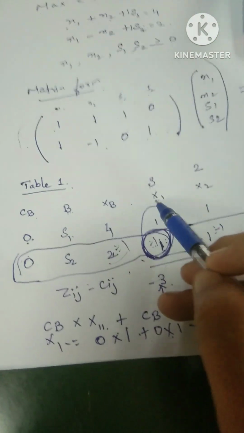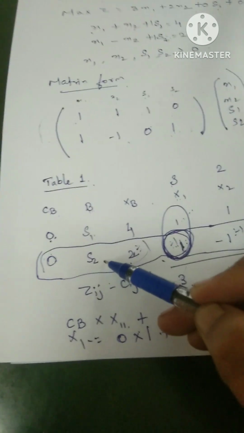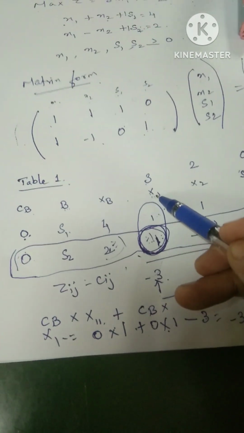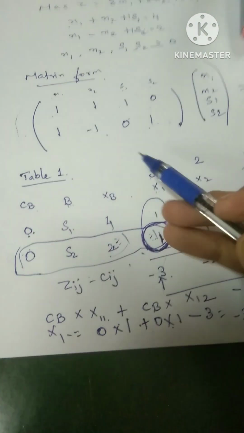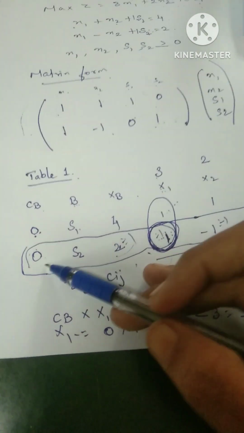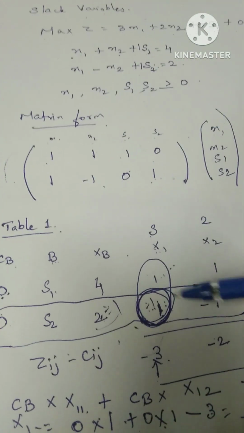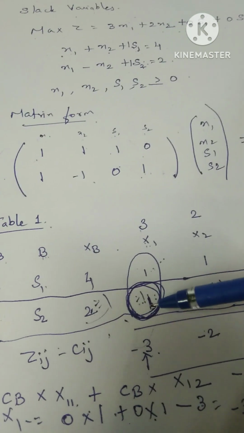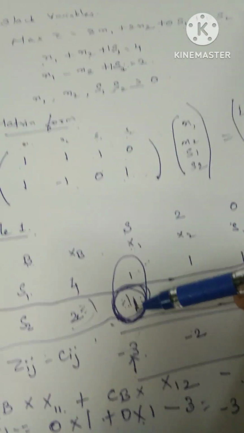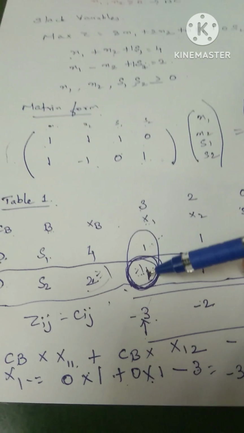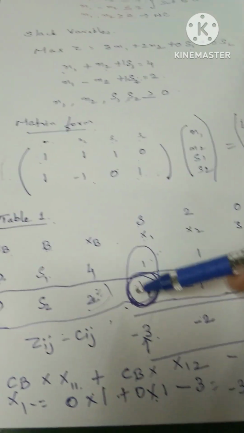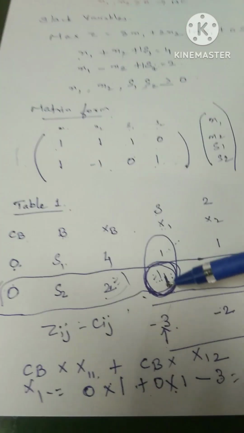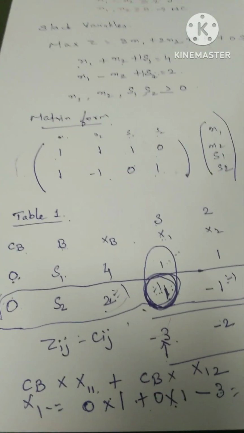So then the value of S2 in the new table should be changed as x1, and at the same time the CB value, which is the objective value, for x1 we have 3. That should be mentioned. And at the same time we know that the intersect value should be converted into 1. That is, for example, if we have 4, that should be divided with the same 4. The same way the value should be divided, so that we are able to get 1. And the divided value should be applied in all the things.